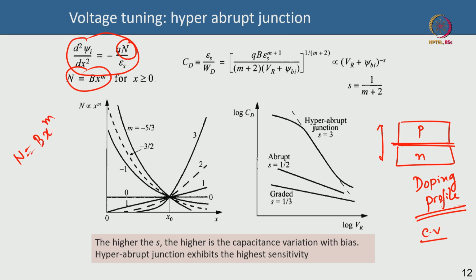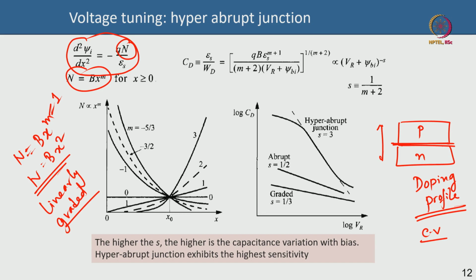If m equal to 0, then it becomes B, which is an abrupt junction, which is what we typically discuss. If m equal to 1, then it becomes Bx. It is a linearly graded junction, which means the doping is linearly changing, correct. If m equal to 2, then it becomes Bx square, right.